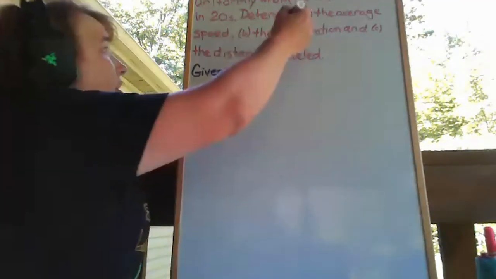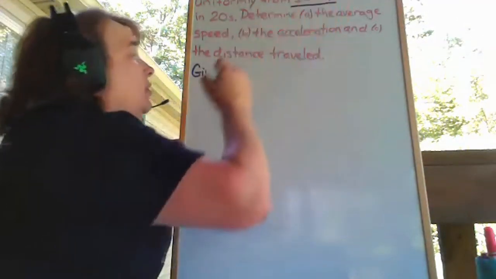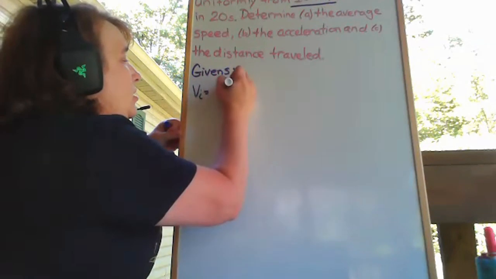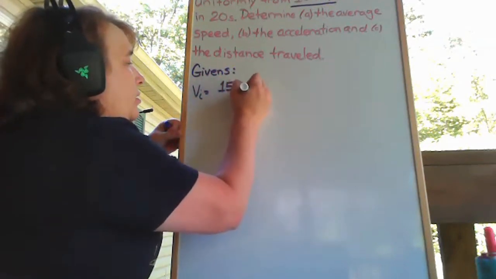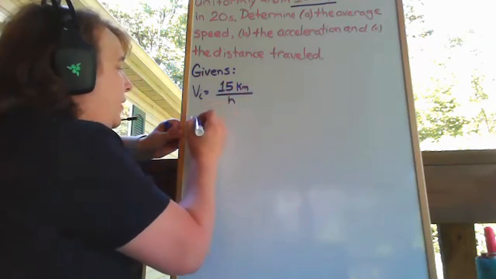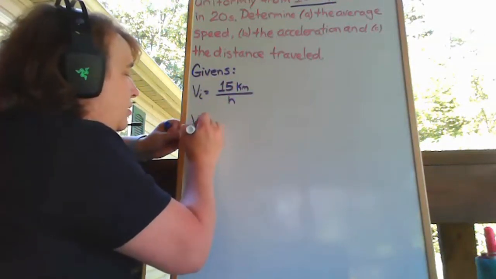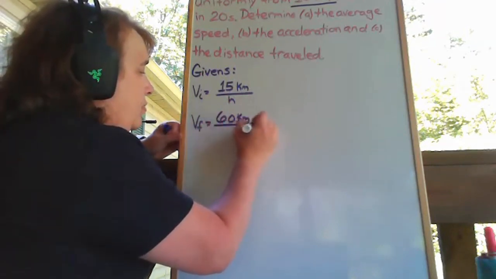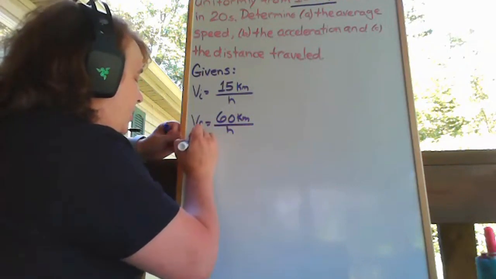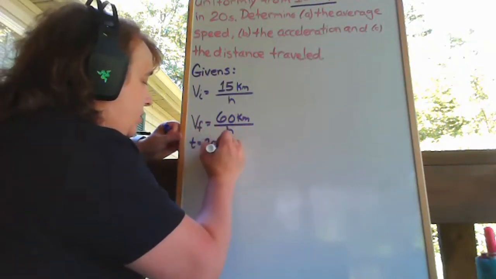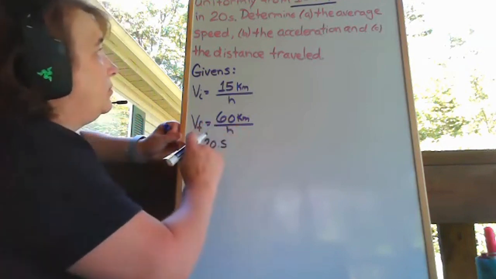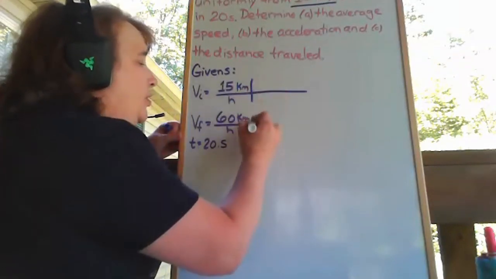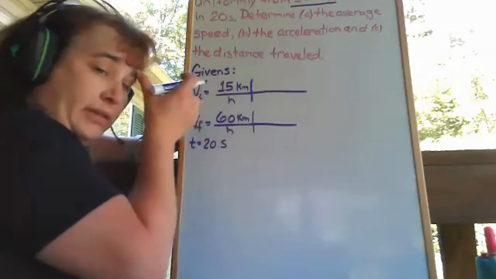So we're given the initial speed. So VI is equal to 15 kilometers per hour. And our V final is equal to 60 kilometers per hour. And we're given time to be 20 seconds. All right, so let's put these, they want the answers in units of meters and seconds.